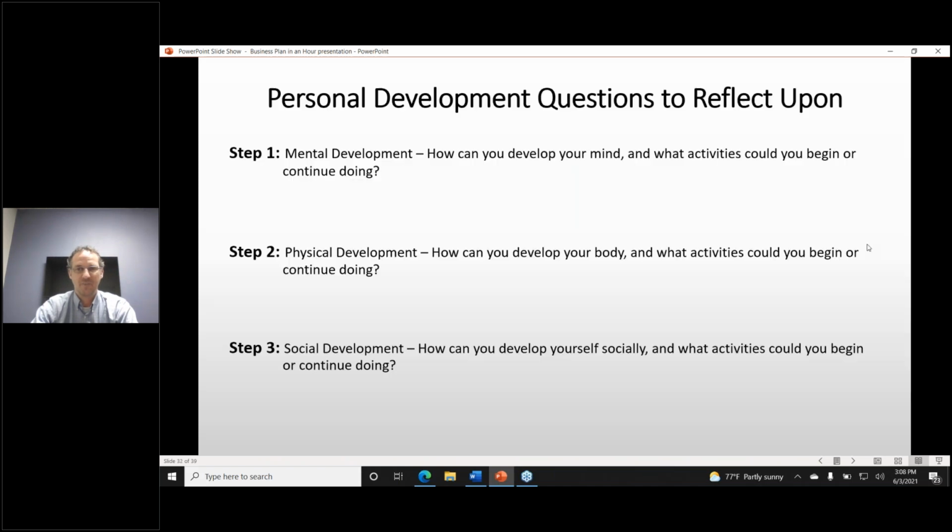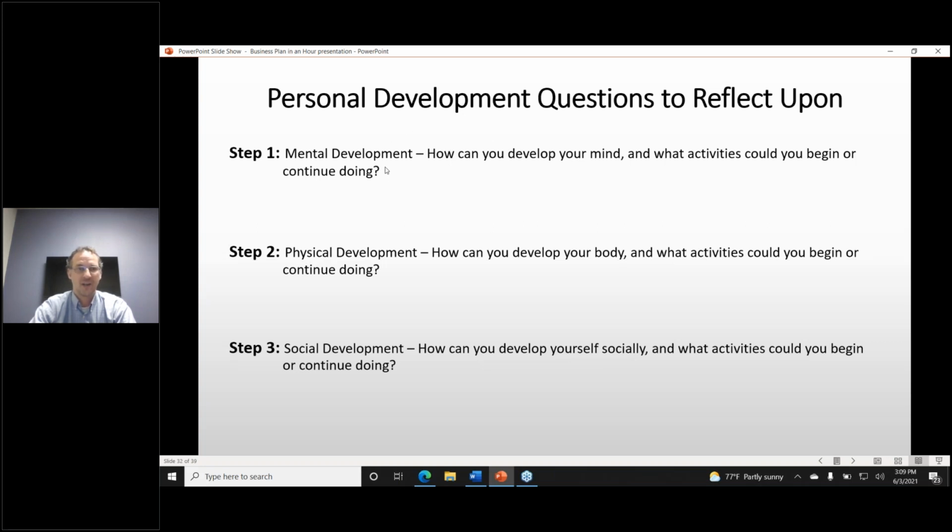So the personal development plan is your mental development. How can you develop your mind? What activities could you begin or continue doing? Physical development. How can you develop your body, and what activities could you begin or continue doing? Social development. How can you develop yourself socially, and what activities could you begin or continue doing?